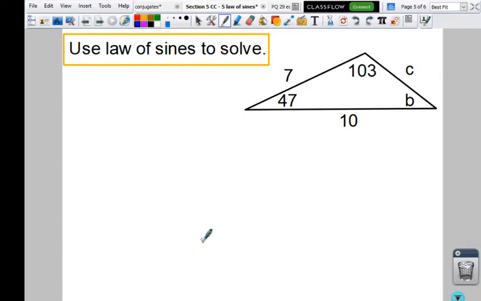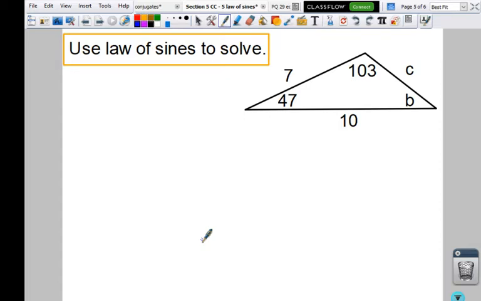Do you have a question, Kylie, or are you just being weird? I'm just raising my hand. Do you divide and then multiply, or multiply first? Yep, so it'd be sine of 47 times 10 divided by sine 103. People are still working, I'll give you some more time.